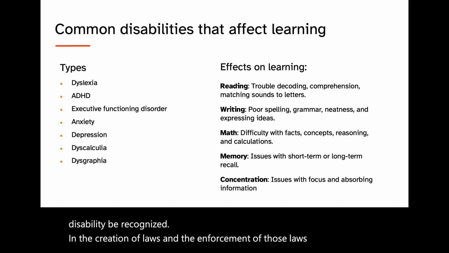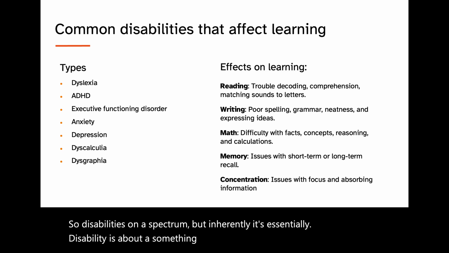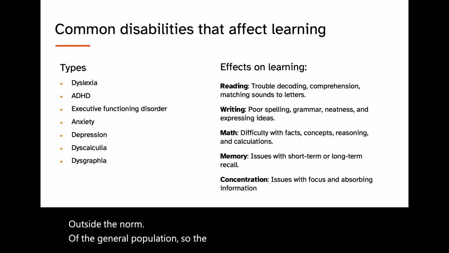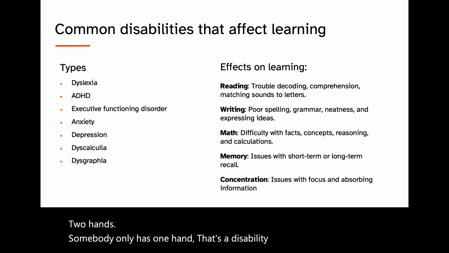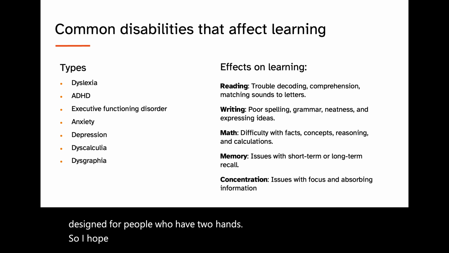So disability is on a spectrum, but essentially, disability is about something functioning differently, functioning outside the norm of the general population. So the general population has two hands. Somebody who only has one hand, that's a disability because the world is designed for people who have two hands. So I hope that answers the question.